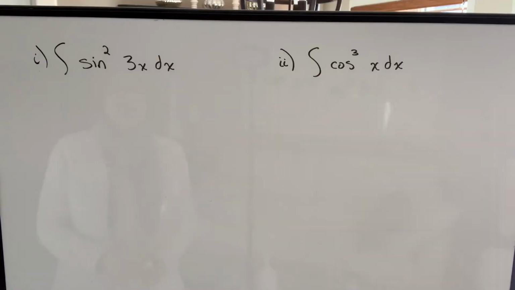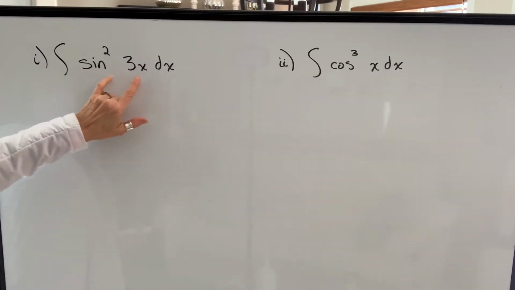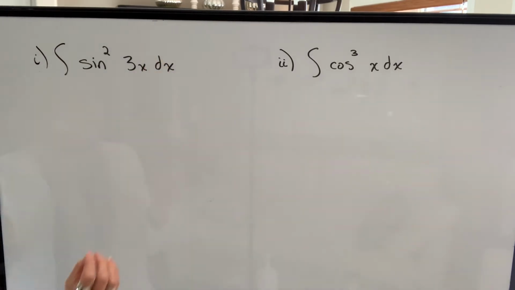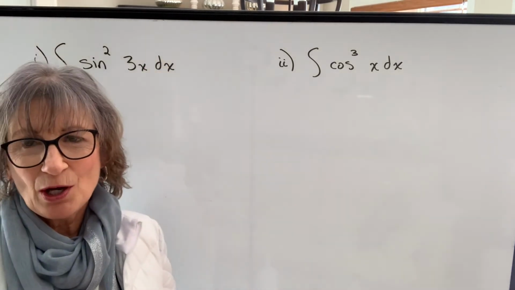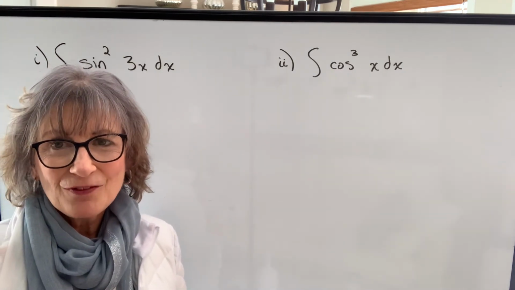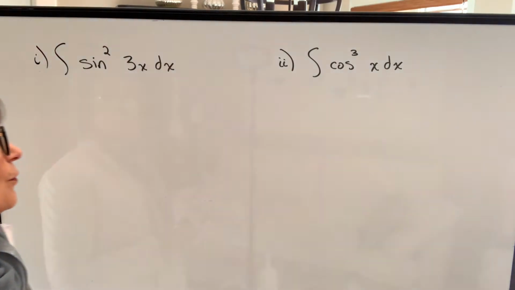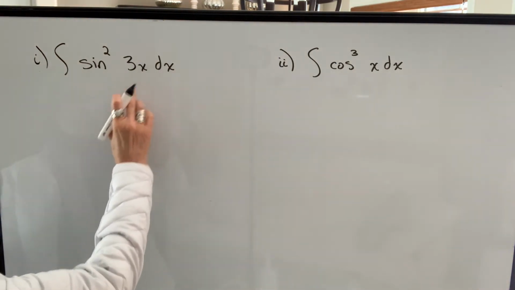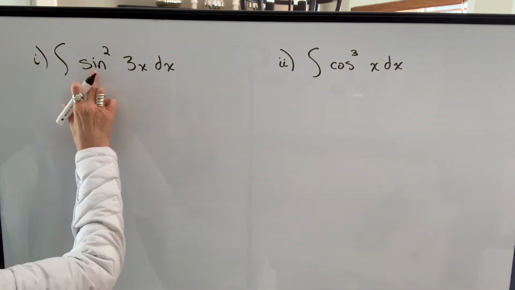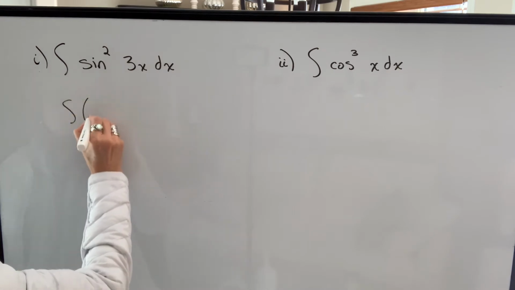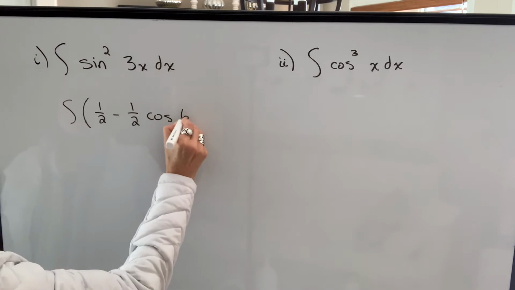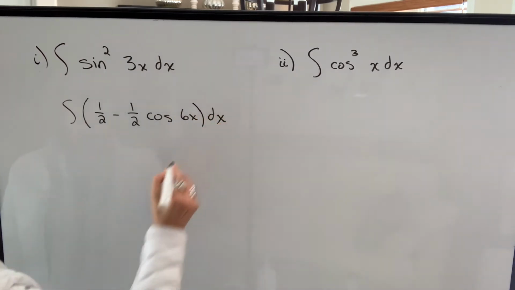Let's take a look. In our first example, we have sine squared 3x. If I had a cos of 3x, I would be able to integrate this according to my power rule, because I'd have u to the n and I'd have my du factor. However, I don't have that cos of 3x factor. So what I'm going to do is replace this with that double angle identity. So instead of sine squared 3x, I'm going to replace that with 1/2 minus 1/2 cos of 6x dx.